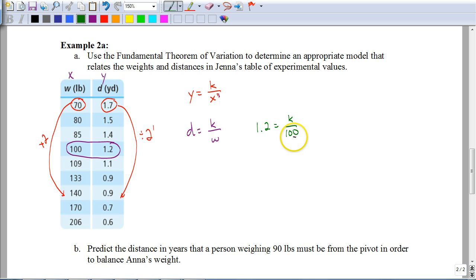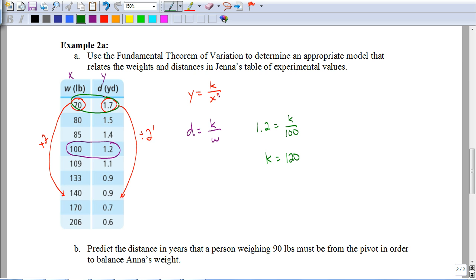And when I do that, I'm going to multiply both sides by 100, which gives me k equals 120. Now, you might have used a different pair of numbers here and got a different answer than 120. It's usually going to be right around this number. So there are going to be times where there's more than one answer you could get for k, but they're all going to be off by maybe just 1 or 2 units. Because if you use 70 and 1.7, for example, you end up getting 119 for your value for k.